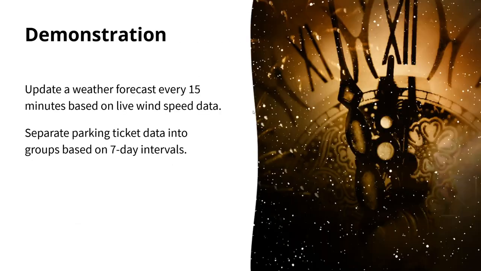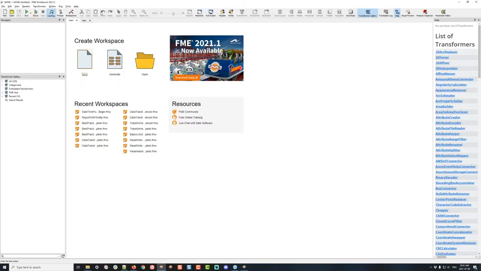So I've got two scenarios here. One of them is we're going to update a weather forecast every 15 minutes based on live wind speed data. So we're going to say, hey, we're at an airport. Every 15 minutes, we have to give new wind speed information, but we've got wind speed coming from the sensor outside every few seconds. So how are we going to do that? And then the other one I'm going to do is not a live stream of data. It's going to be a data set of parking tickets and say, well, how are we going to group this into, say, 7-day intervals? So let's have a look at that.